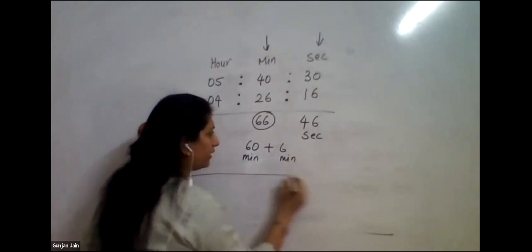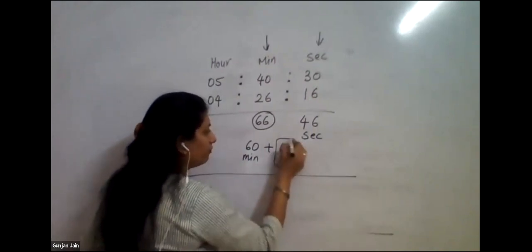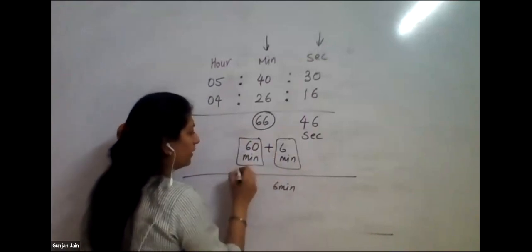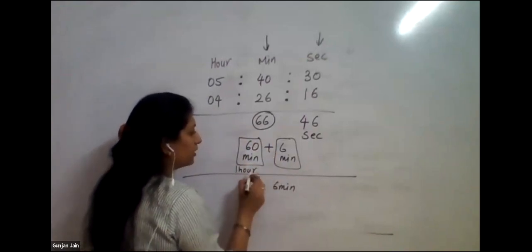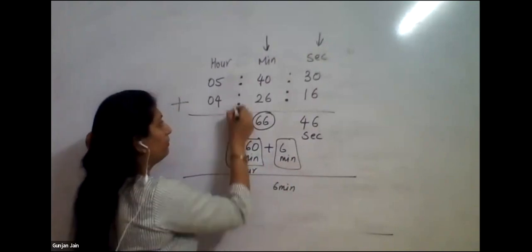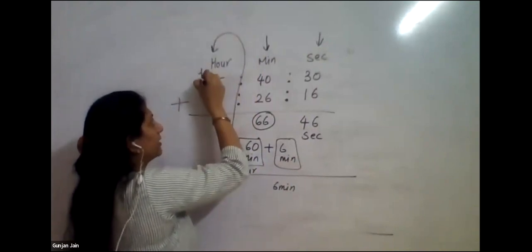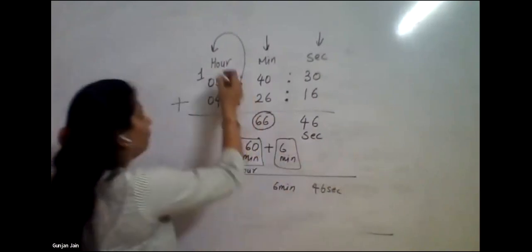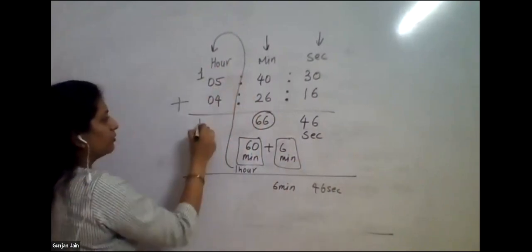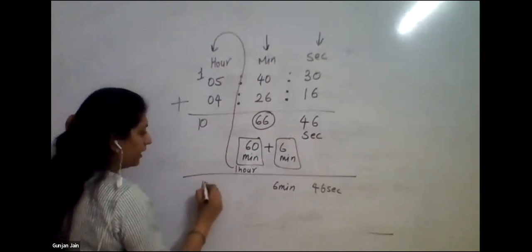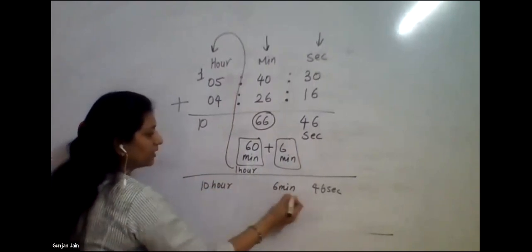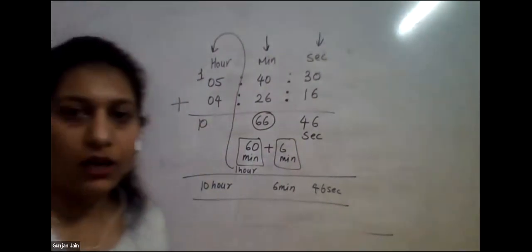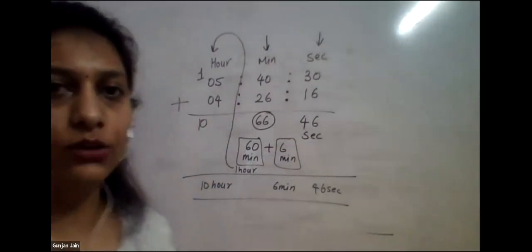So we will write here 6 minutes only for this 6 minutes. And this 60 minutes will become 1 hour. So this is 1 hour 6 minutes. So we will bring this 1 hour here as a carryover. For this, I will write 46 seconds. 1 plus 5 plus 4 is equal to 10. So 10 hours, 6 minutes and 46 seconds is the correct answer. Now, any doubt? Any doubt?